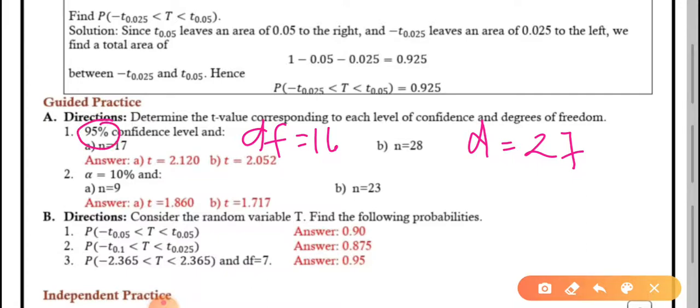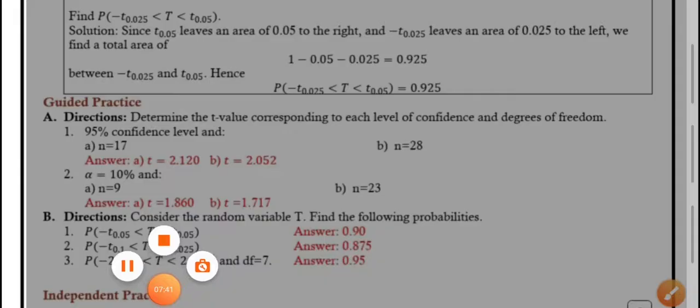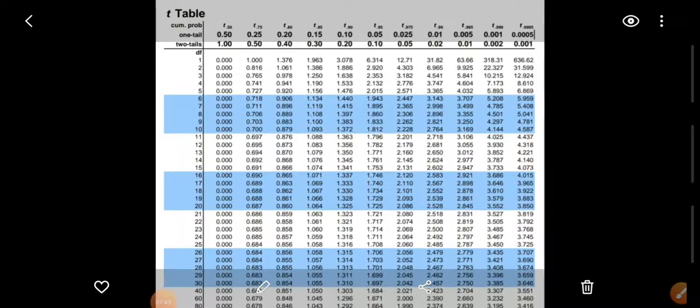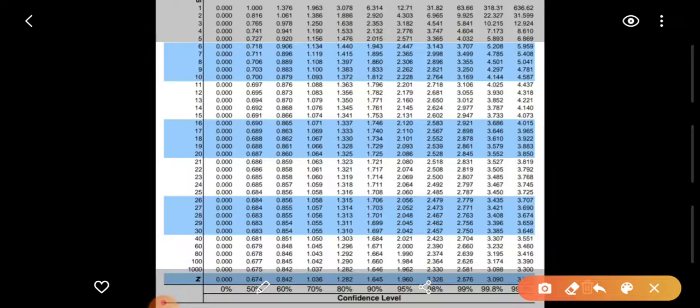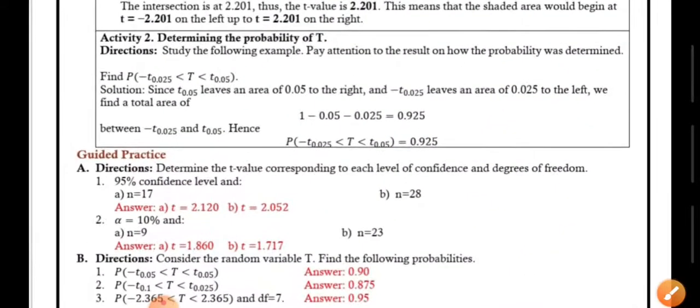Just remember that we have 95%. So we look for t is equal to 2.120, and t is equal to 2.052. Let's see how we got those two. This is our sample table. So our n is 17, and we're gonna look for the 95% confidence level. You can easily determine its degrees of freedom. Look at the bottom part of your table for 95. If your degrees of freedom is 16 and 95%, its point of intersection will be 2.120. That's why our answer here is 2.120.